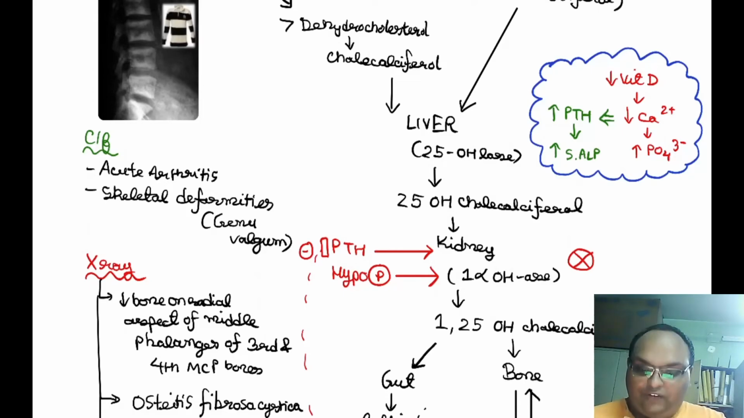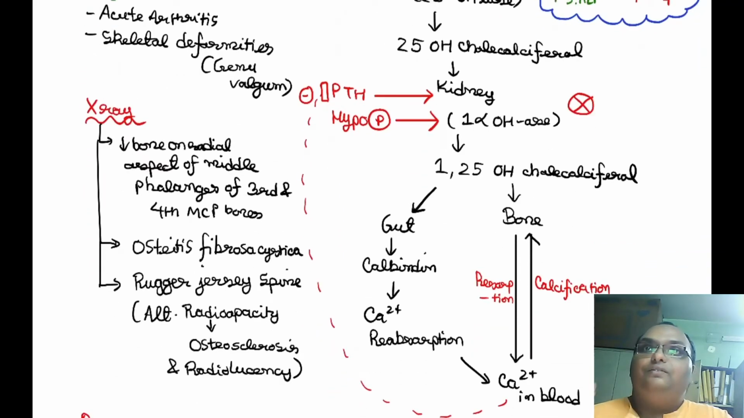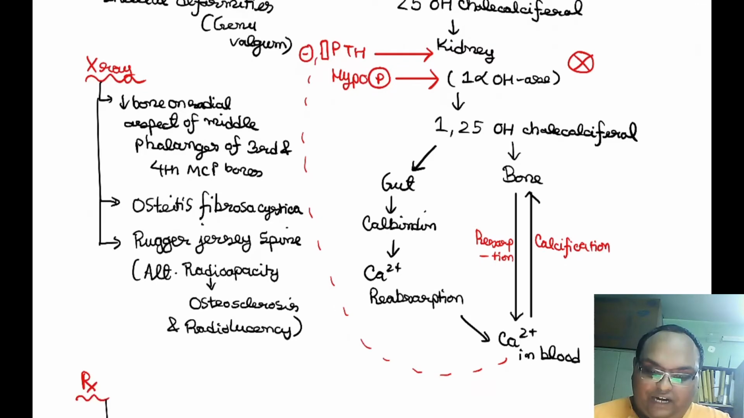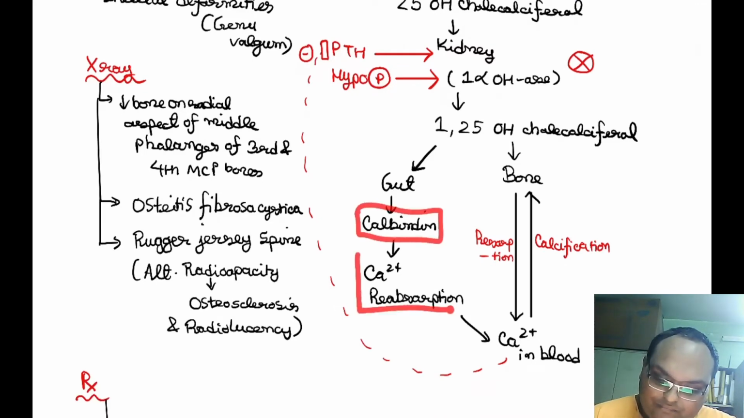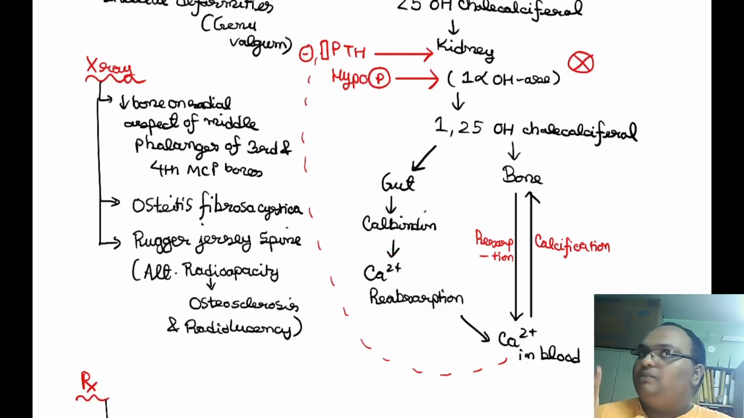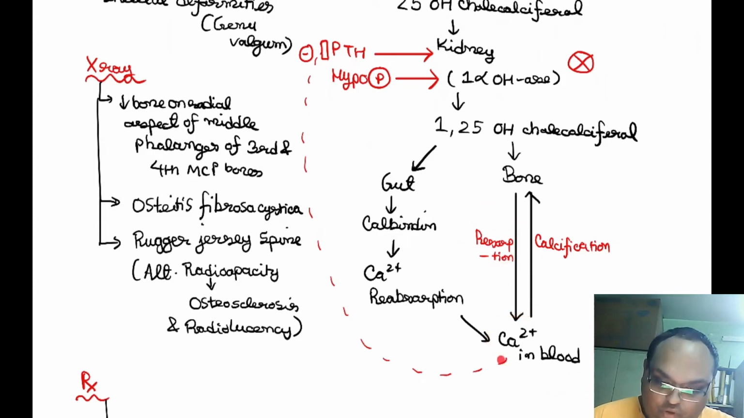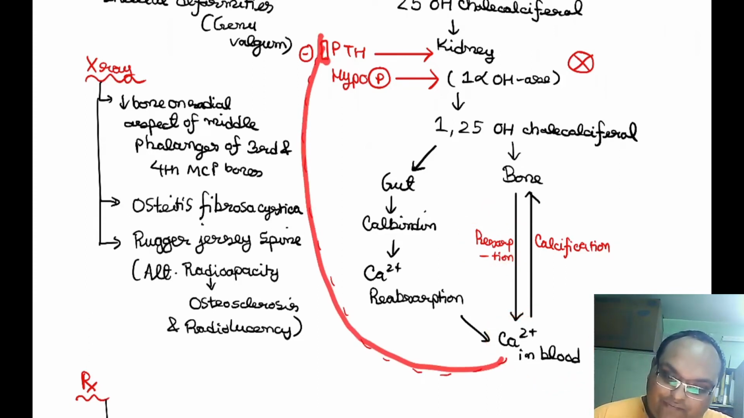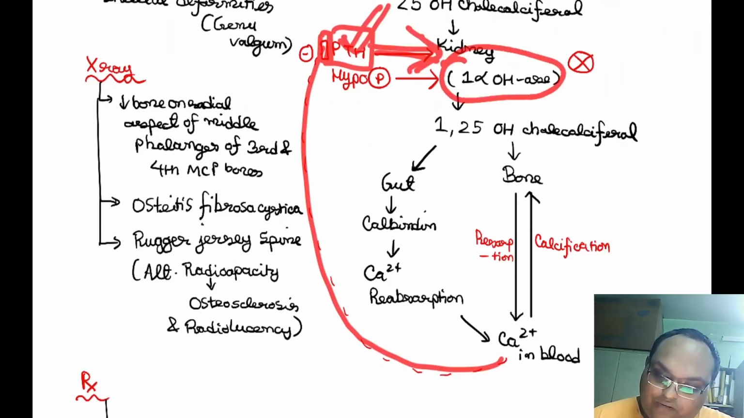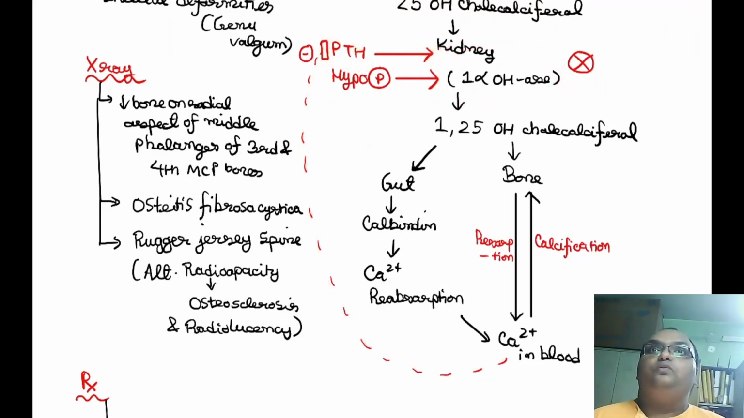Now what will happen? This active vitamin D goes to the gut with the help of calbindin, causes calcium absorption, so serum calcium rises. Again from the bone it will cause resorption, and this resorption increases the calcium load in the blood. This increased calcium goes and inactivates or inhibits parathormone, and as you know, parathormone actually is an activator of this 1 alpha hydroxylase in the kidney. That means what was happening?